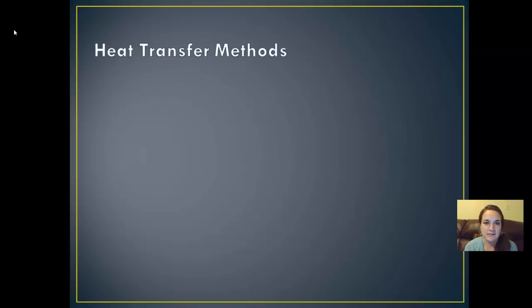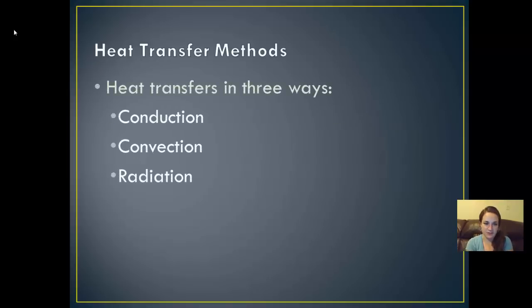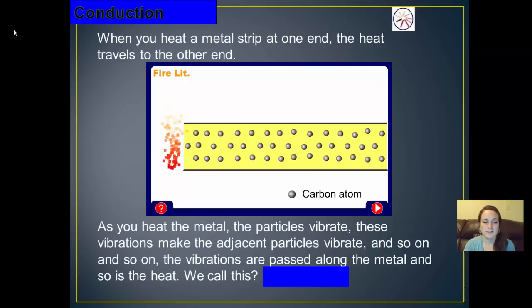Okay, so as I said, we have three methods of heat transfer. We have conduction, convection, and radiation. We're going to spend a little bit more time talking about each individually. So we're going to start with conduction.